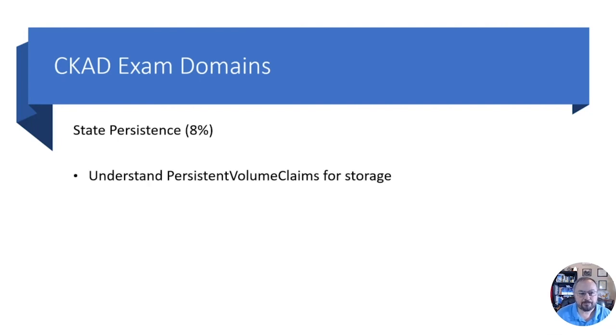The last domain is state persistence. That's 8%. This is the smallest chunk of the exam. And this is around what is called persistent volume claims. So we're going to need to know a little bit of storage for this exam. So if you are familiar with the difference between CKA and CKAD exams, you'll notice that the domains here are much lighter than they are for the CKA, especially around management, monitoring, etc. So with that said, that's our exam domains. Let's now proceed and get into the first discussion about the content around core concepts.